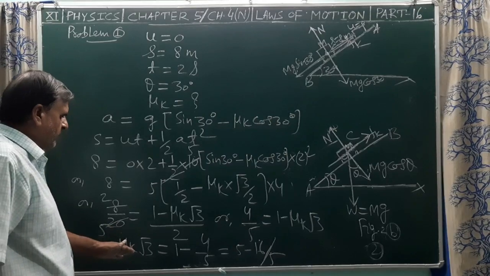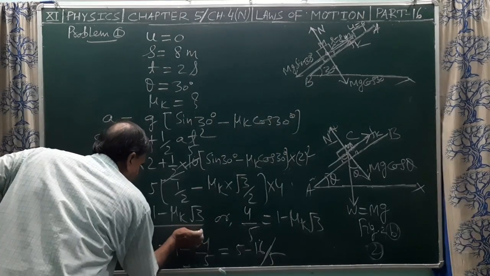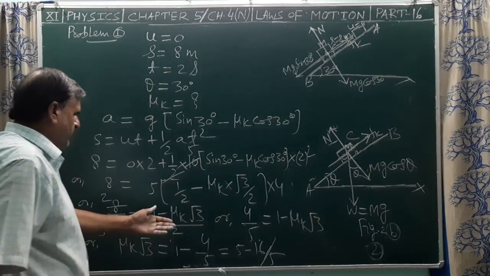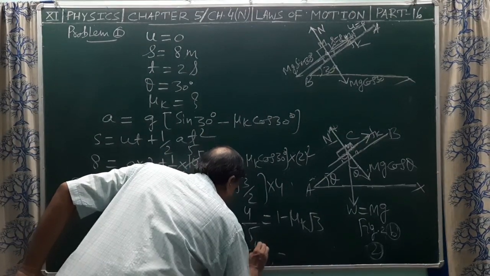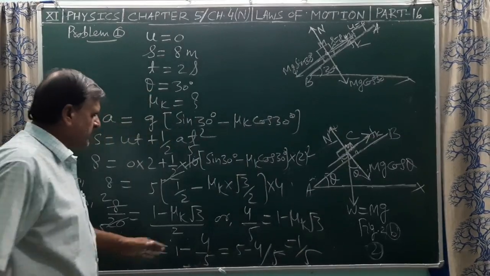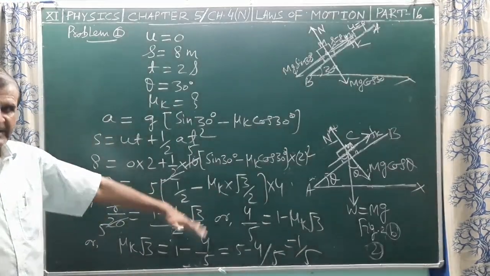Therefore mu k root 3 equals to 1 minus 4 upon 5, that is 5 minus 4 upon 5, that is 1 by 5. Therefore mu k root 3 is now 1 by 5.